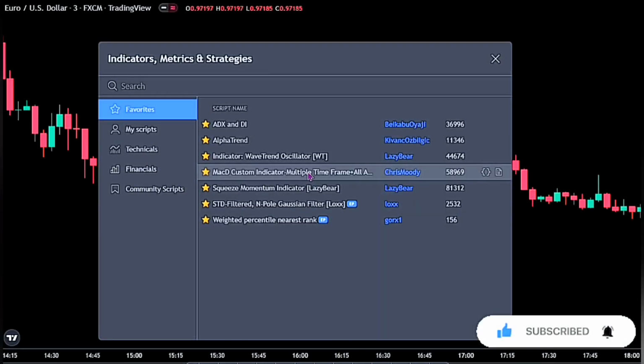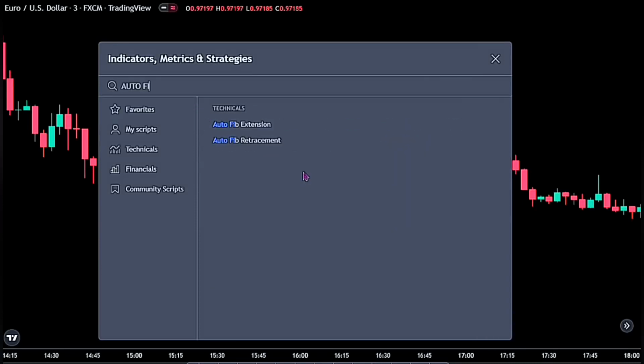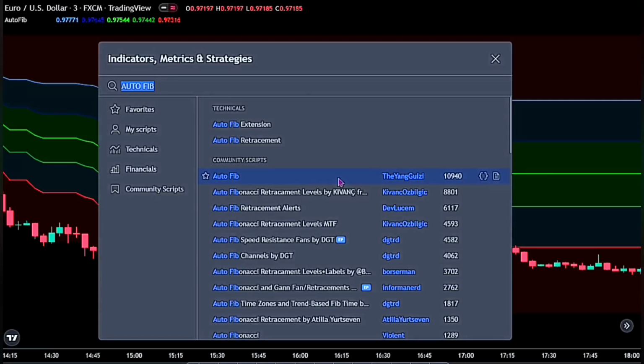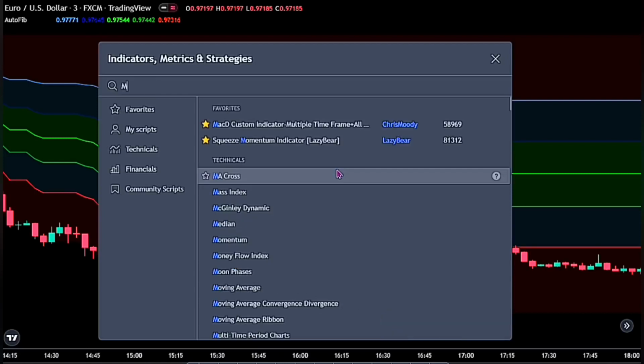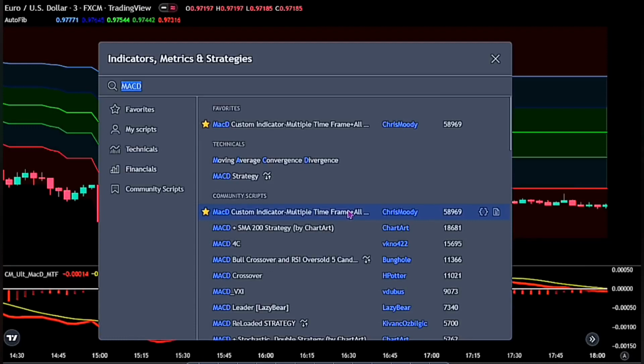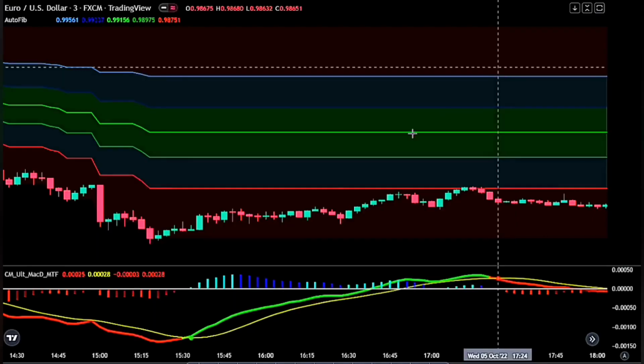Now for the first indicator, go ahead and search for the auto fib by the Jan Giese. It plots fib levels between the high and low of a time frame of your choosing. Seems to line up well with custom drawn fib levels. And for the second indicator, add the MACD custom by Chris Moody to the chart. This is an extremely popular indicator used in technical analysis. MACD can be used to identify aspects of securities' overall trend.